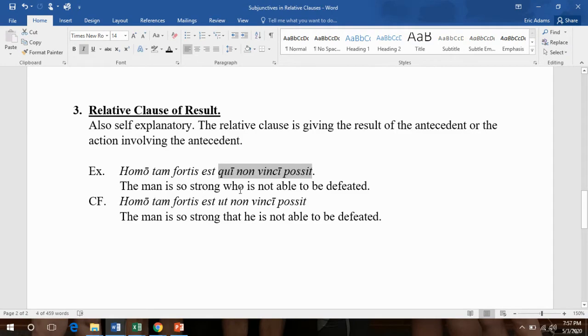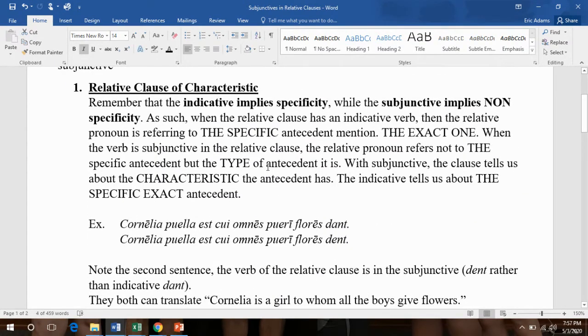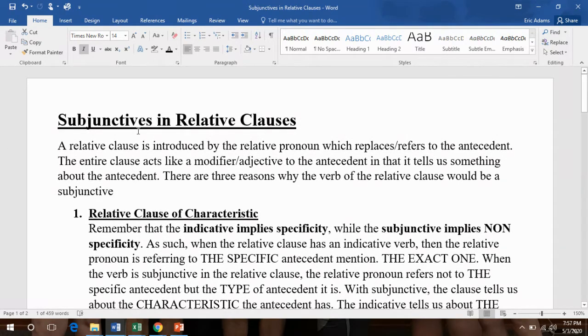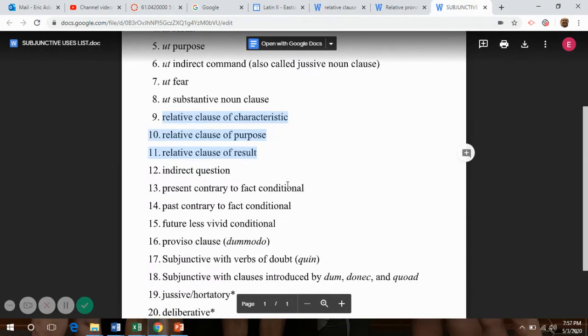Of these three, the one that you see probably the most often is that relative clause of characteristic. So if you see a subjunctive verb as the verb, that's not an indicative, that's subjunctive, of the relative clause, it might be telling you the antecedent is not the antecedent we're talking about, but the kind of antecedent that we are talking about. And so that is it. The relative clauses will all require a non-specific subjunctive verb. Remember, the key is non-specificity. So, nevertheless, those are the three uses there.